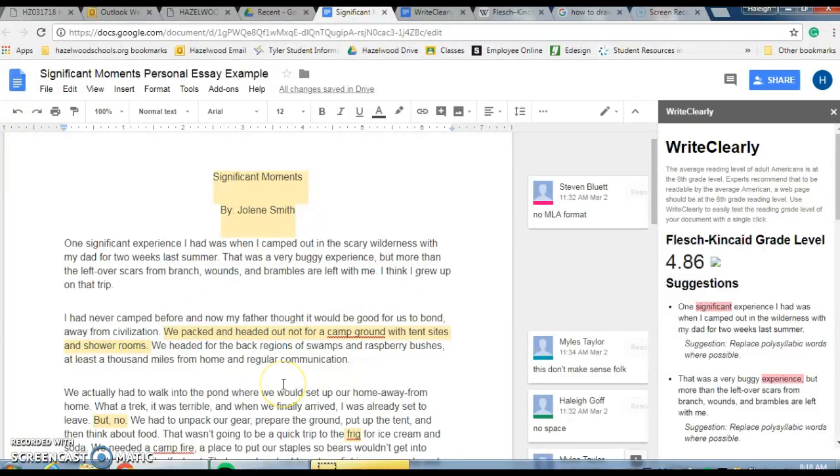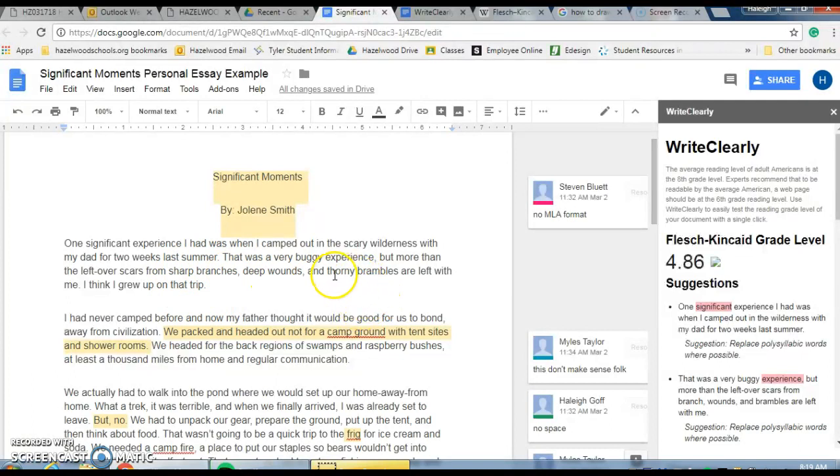How about this? Let's add adjectives to this series right here. From sharp branches, deep wounds, and brambles. Brambles are like thorns and like bushes, things like that. So how about thorny? Okay, so we added a lot of adjectives to this particular paragraph.